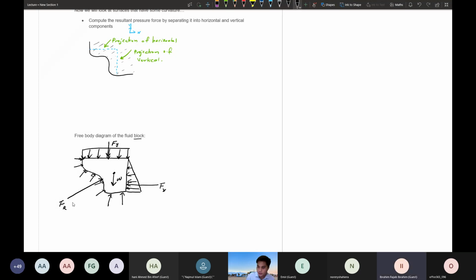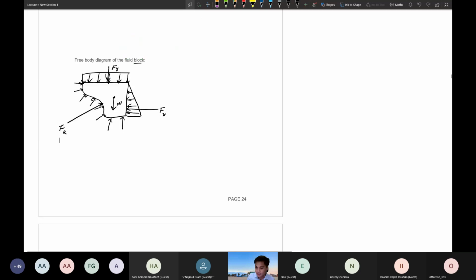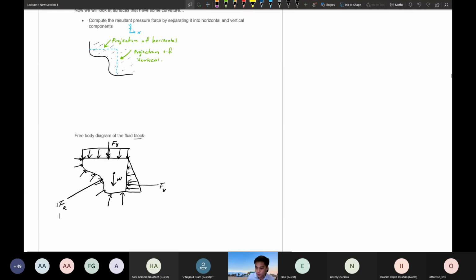So from here, we have completed all the forces required to make sure this block is in the equilibrium state. Without this reaction force, this Fy and Fx will push and this block will move. We don't want this block of fluid to move. We need it to be static or in equilibrium. So to make sure it is not moving, we have to counter it with the resultant force. Everyone, so far understand?